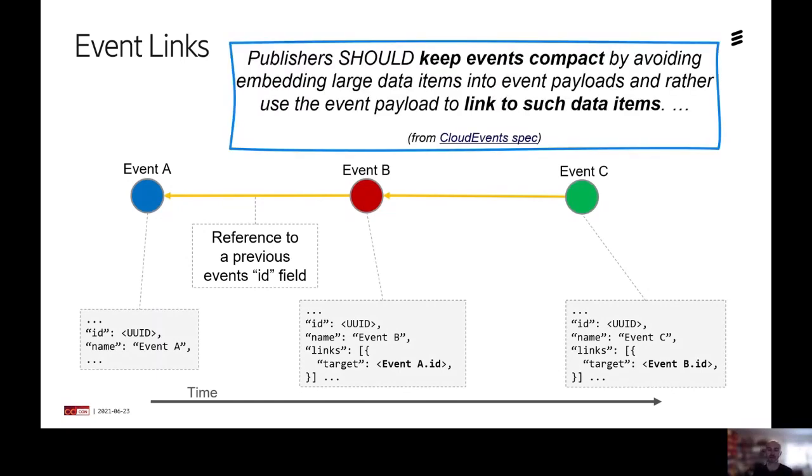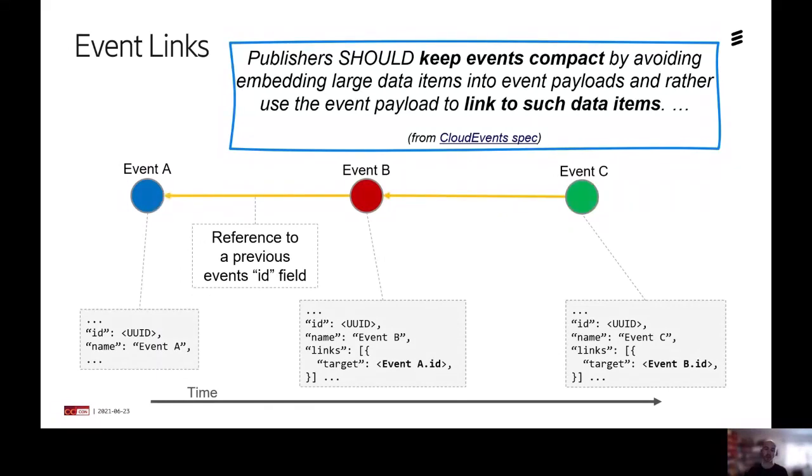It's also so that CloudEvents states that publishers should keep events compact by avoiding embedding large data items into event payloads, and rather use the event payload to link to such data items. And it follows with, from an access control perspective, this approach also allows for a broader distribution of events, because accessing event-related details through the resolving links allows for differentiated access control and selective disclosure, rather than having sensitive details embedded in the event directly. All of that is from the CloudEvents specification.